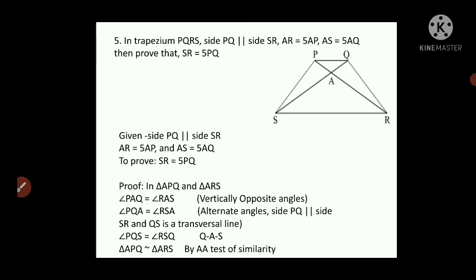Now you can see, students, Q, A, S are collinear, so angle PQS will be congruent to angle RSQ. So by the angle test, we can say that triangle APQ is similar to triangle ARS. Now we will take the corresponding sides in proportion: AP upon AR is equal to PQ upon RS. This is CSST, corresponding sides of similar triangles. Let this be statement number 1.